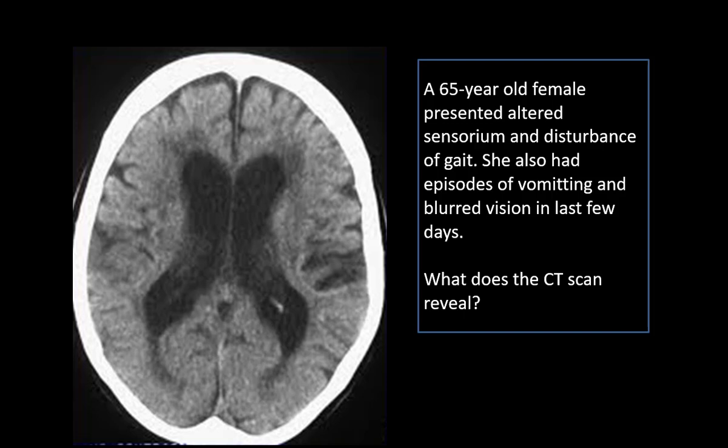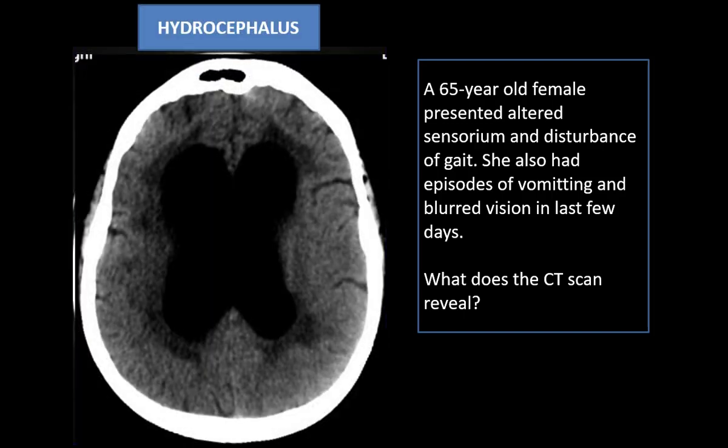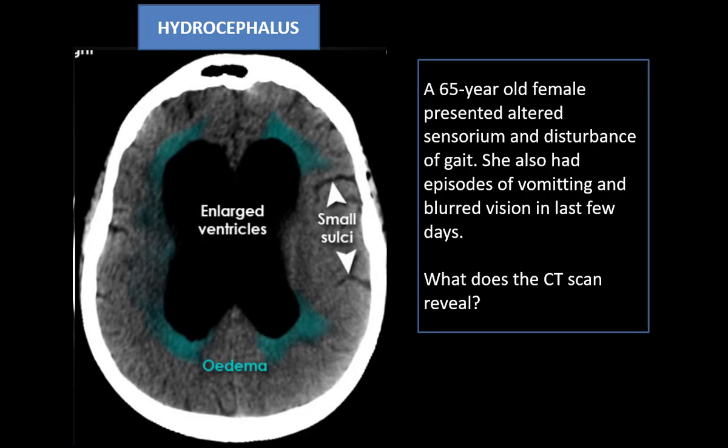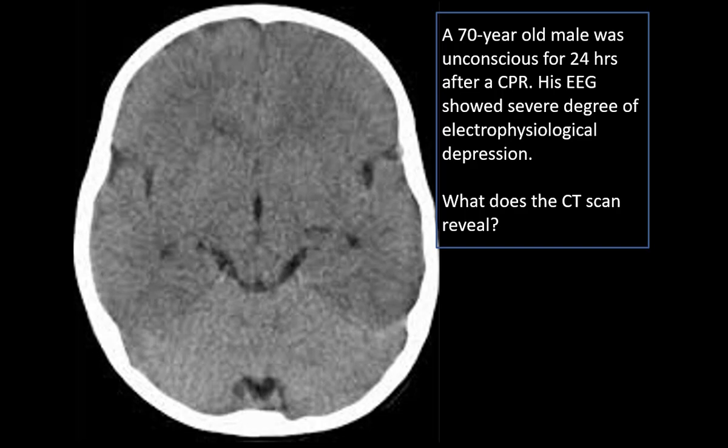A 65-year-old female presented with altered sensorium and disturbance of gait. She also had episodes of vomiting and blurred vision in the last few days. What does the CT reveal? Yeah, it's hydrocephalus. Here you can see a CSF ooze or edema around the ventricles also. So, the ventricles are enlarged, and because of that the sulci get small. There is periventricular ooze of the CSF.